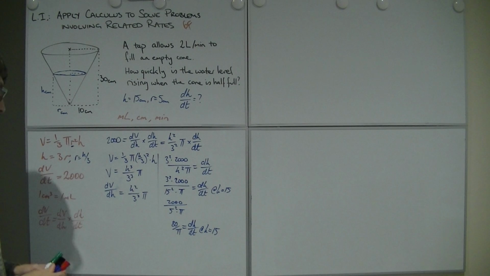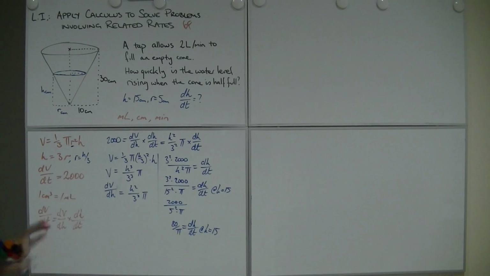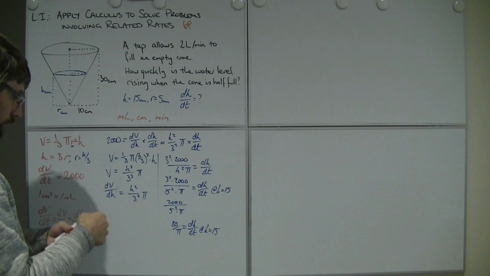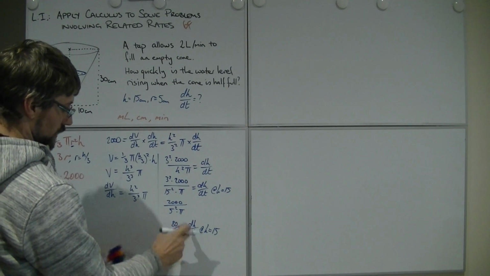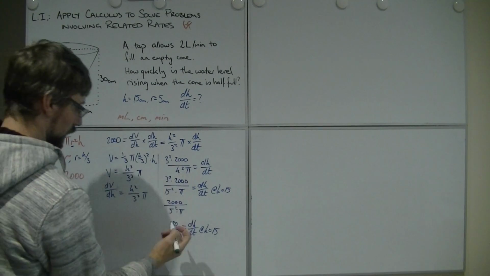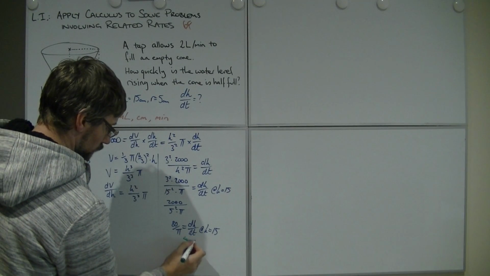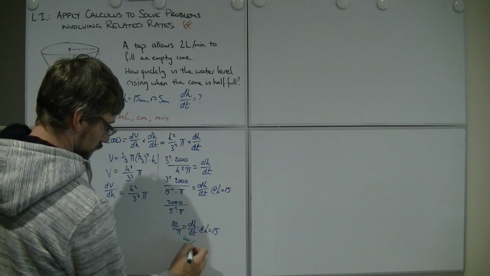Cool, so that's all our math part. Last little thing, we should always think about the units for this sort of stuff. So, just as a little aside, dh/dt, okay, h was in centimetres, dt was in minutes, so this is in centimetres per minute.